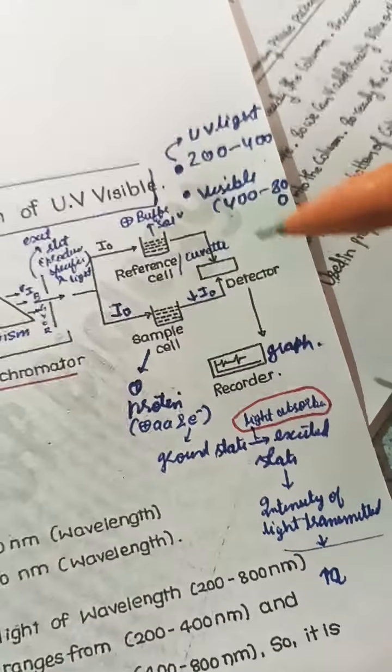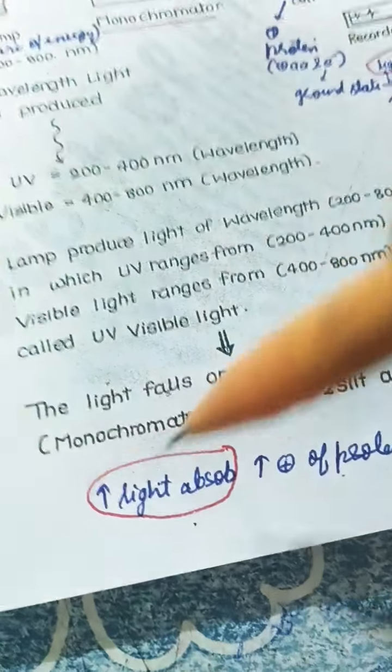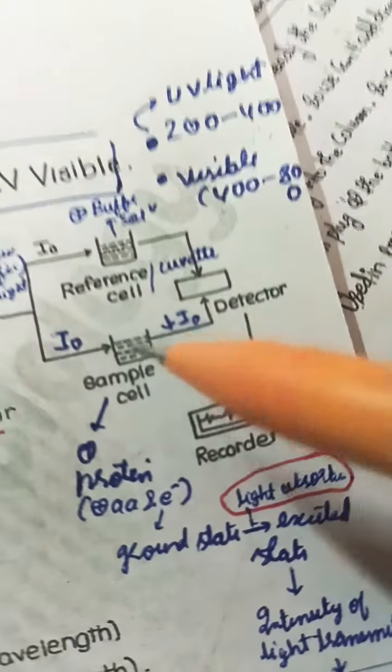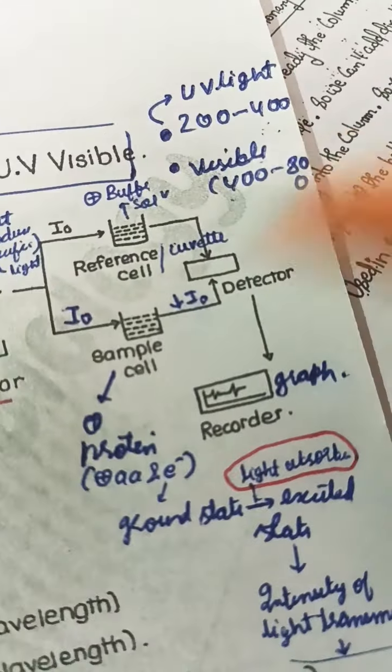Now as we can see, the more light is absorbed over here, the more amount of protein is present. By this we can conclude that if more intensity of light is absorbed over here, more amount of protein is present.